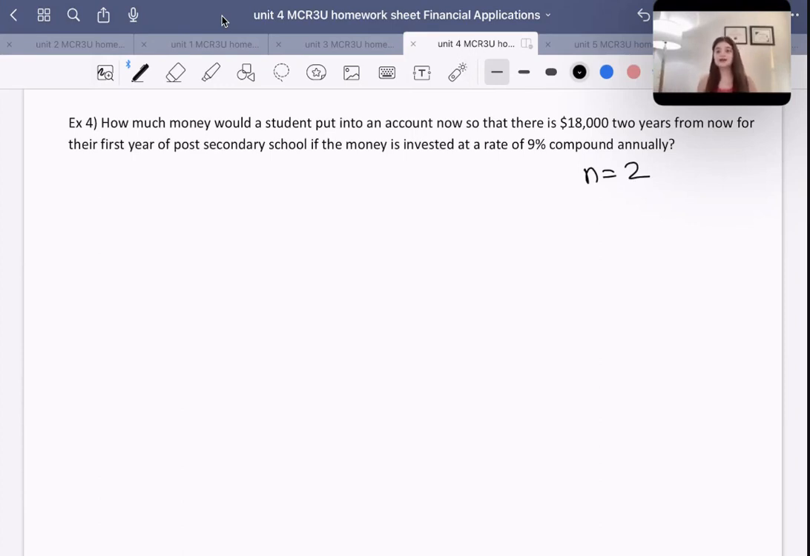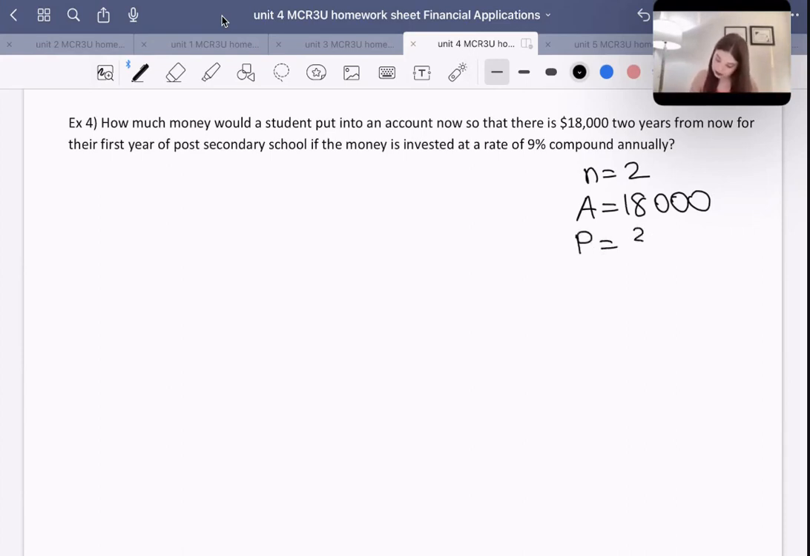So that doesn't mean they have to put in $18,000 right now. It means that they want to know how much would they have to put in right now so that in 2 years they would have $18,000. So that means A, the accumulated amount, is $18,000, not the principal, right? $18,000 is not what they're putting in the bank account and waiting 2 years for. $18,000 is how much they're going to have at the end of 2 years if they put in some mystery amount now. So P is what we're looking for, right?